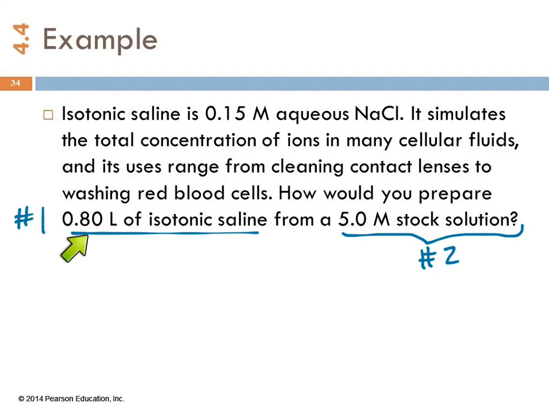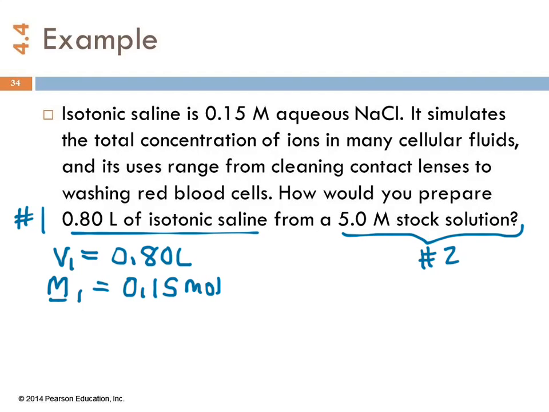So here we have 0.80 liters of this one that we're calling number 1. So that's the volume. We'll call that volume 1 is equal to 0.80 liters. Do we know what the concentration of that solution is? Look at the beginning of the problem. Isotonic saline is 0.15 molar aqueous sodium chloride. This is talking about the same solution. This is the concentration. So that's the capital M1 is 0.15 moles per liter.